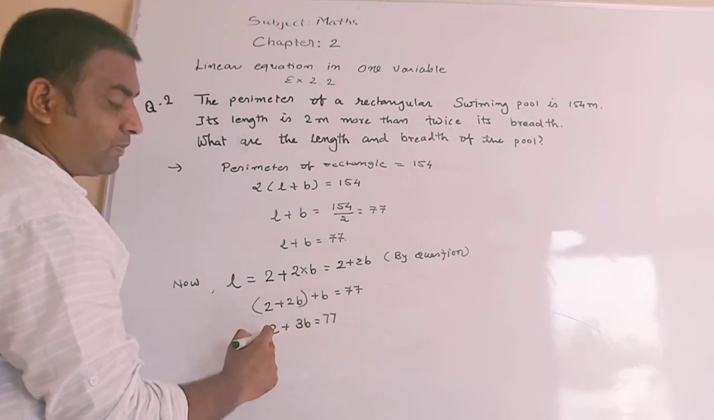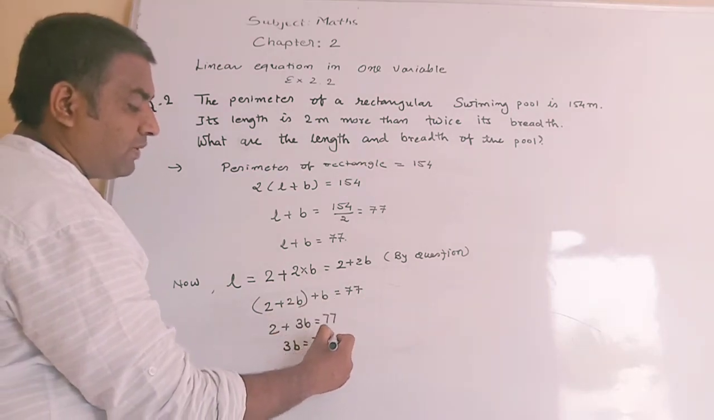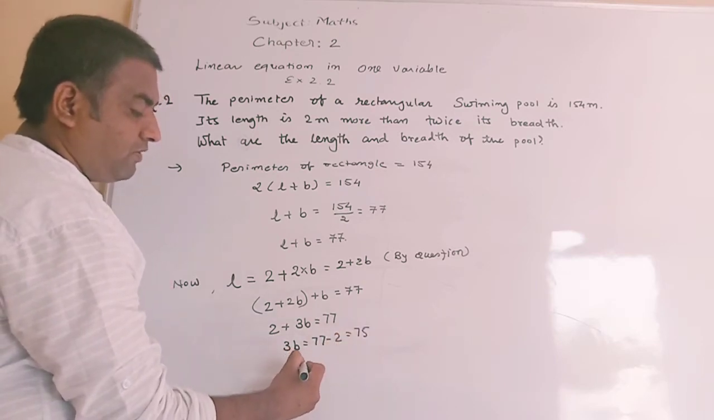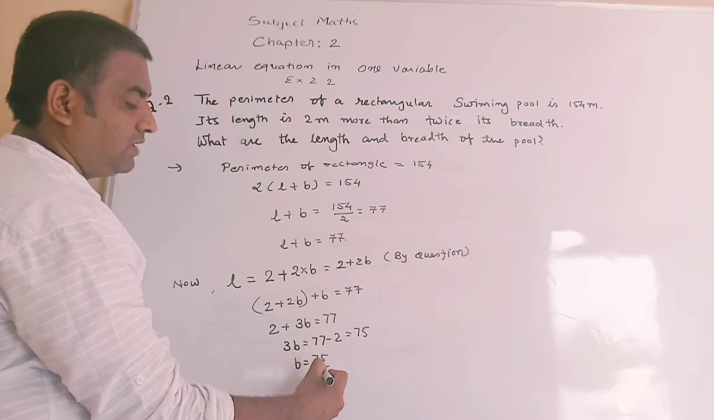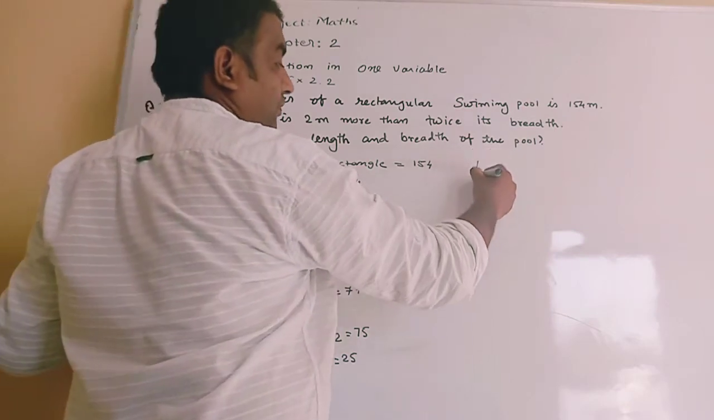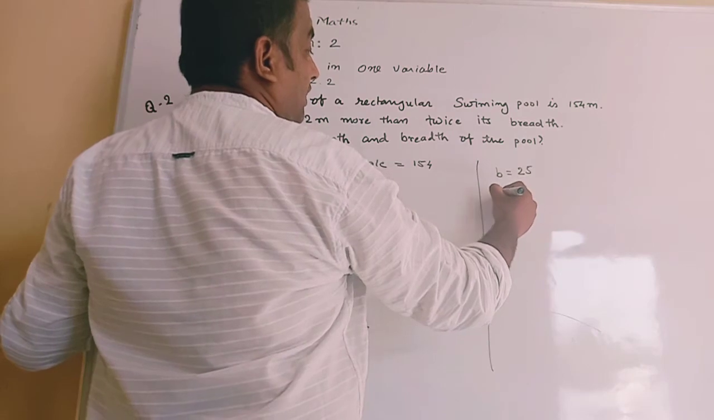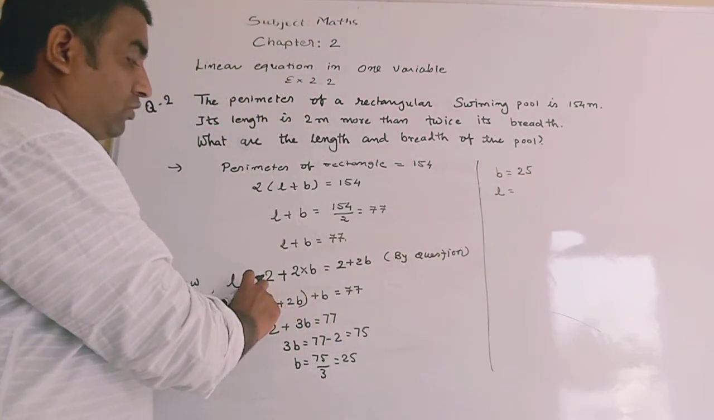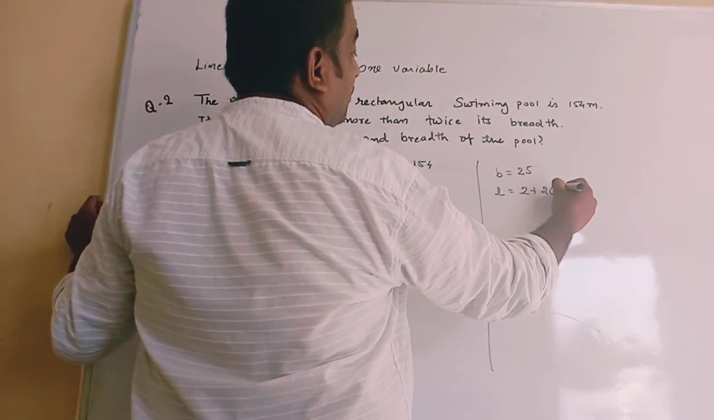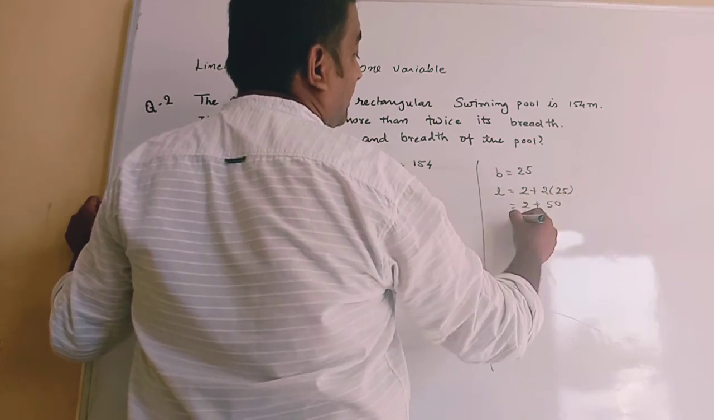And so 2 from the left hand side we transfer to the right hand side. 3B equals 77 minus 2, which is 75. And so B equals 75 divided by 3, which is 25. So the breadth value we got is 25. The length value we have is 2 plus 2B. So 2 plus 2 into 25, that is 2 plus 50, that is 52.